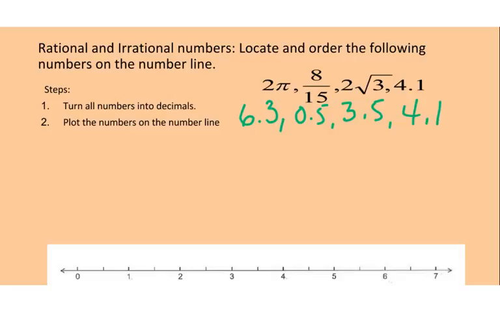Now let's place those on the number line. Okay, 6 3/10 is somewhere around there. And remember, that was 2 pi. That's how I want to put it on my number line. And then 8/15 is close to half, or 5/10. So we're going to call that 8 over 15. Okay, don't forget to put a dot and then label it. And so then we have 2 times the square root of 3, which is 3 5/10. And then we have 4 1/10.